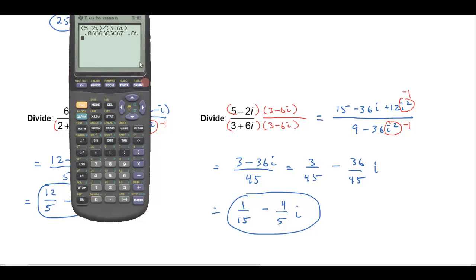And when I divide that, it gives me 0.066, gives me a decimal, right? But I have this wonderful frac button under the math menu, and that gives me 1 15th minus 4/15 i. So that checks. Okay?